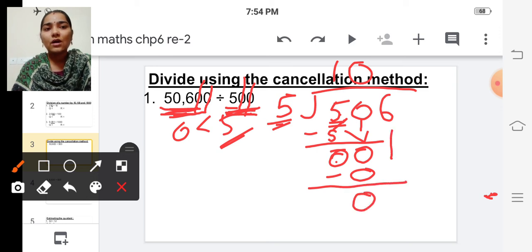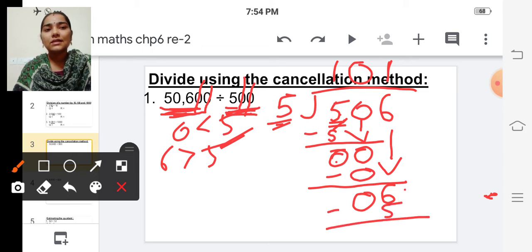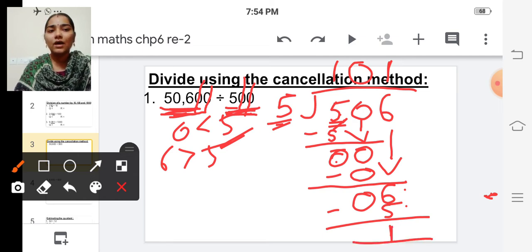And now bring down this 6 here. Now we can divide, isn't it? Because 6 is greater than 5, so we can divide, and 1 5 is 5. So write 5 here. Subtract: 6 minus 5 is 1. So we have got the remainder as 1.